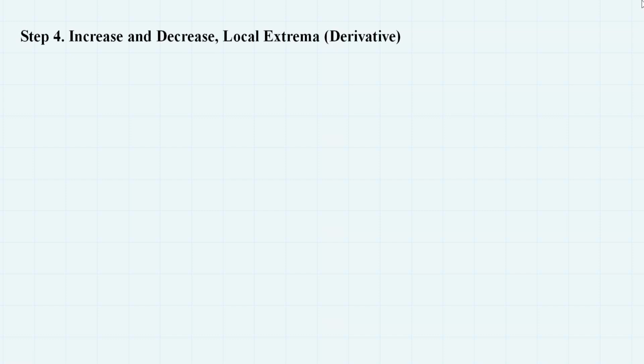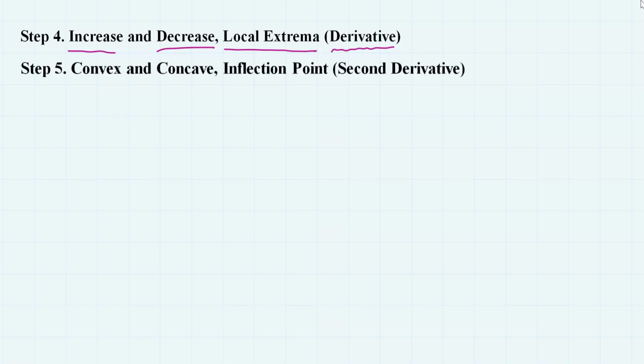And finally, here comes the fun part. We have to determine where the function increases and decreases, of course by using the derivative. This will allow us to find its local maximum points and local minimum points. But here, let us do this with the next step simultaneously, which is determining whether the graph is convex or concave, that is, blown up or blown down, and we need a second derivative to do that. And of course, the inflection point, where the sign of the curvature changes.